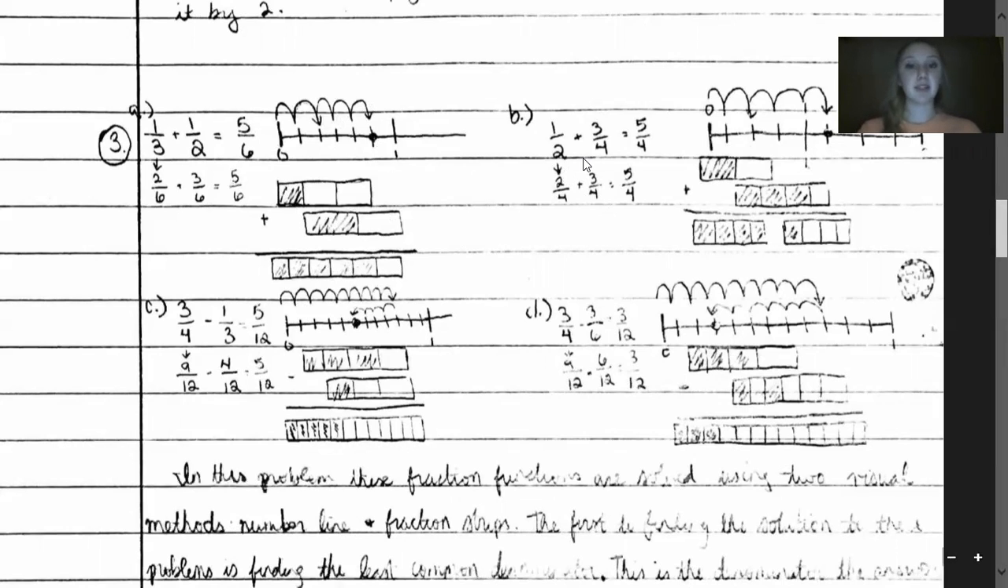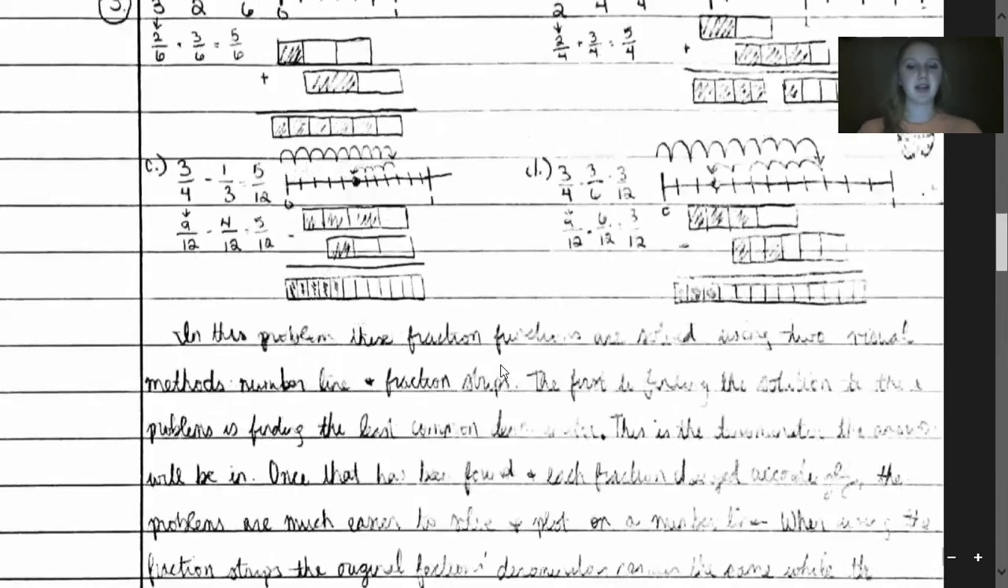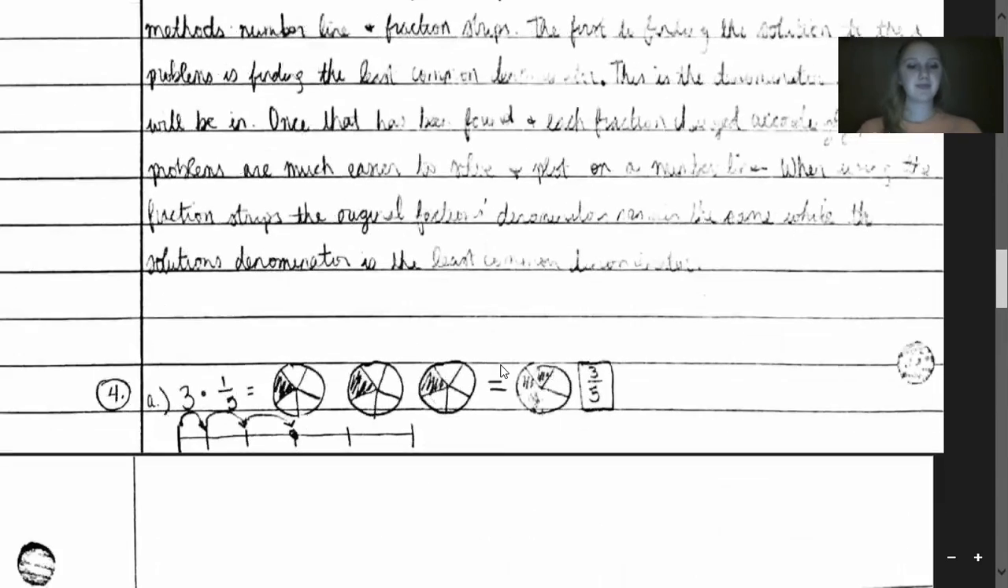B, it's 1/2 plus 3/4. So you would take the 1/2, making it 2/4 plus 3/4, which equals 5/4. So you would take the 2/4 and then add 3/4, landing you at 5/4. And then the strip has been done here. Since it's 5/4, you would have 1 whole strip plus 1/4 of another strip. And the same is done for C and D. And then that is explained below here.